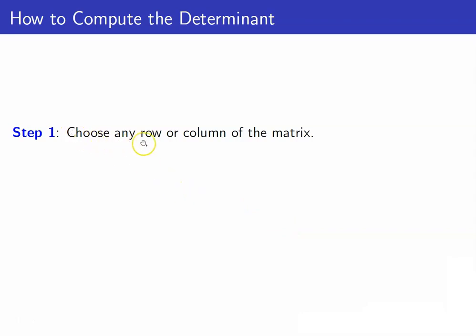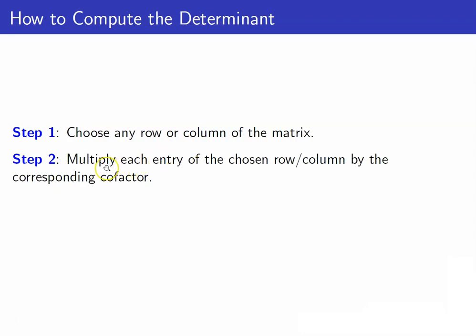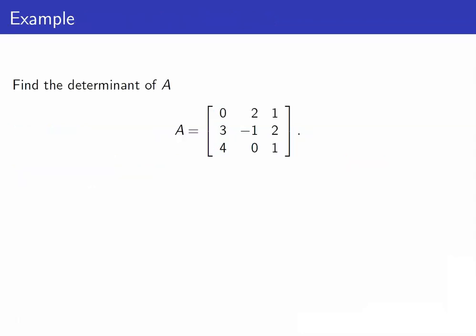You can choose any row or any column of the matrix, and then multiply each entry of the chosen row or column by the corresponding cofactor and add up the results. For example, let's compute the determinant of A. Here we have a 3 by 3 matrix. Again, it doesn't matter which row or which column you choose. In this case, I will be using the cofactor expansion along the first row.